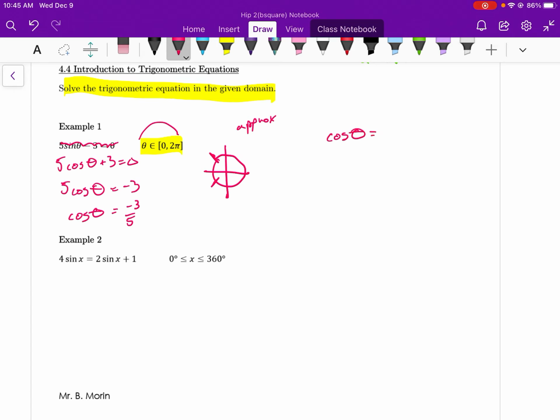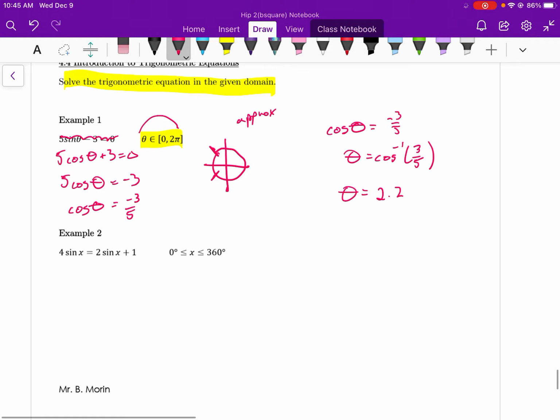So cosine theta is equal to negative 3/5. I'm going to apply the inverse cos operation to both sides and jump on my calculator here. So inverse cos of negative 3 divided by 5, I get 2.21429, etc. So this angle is my quadrant 2 angle. I'm going to think of my quadrant 3 angle a little bit differently.